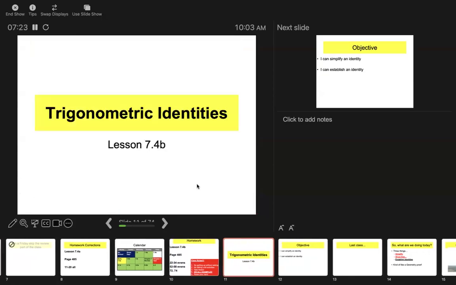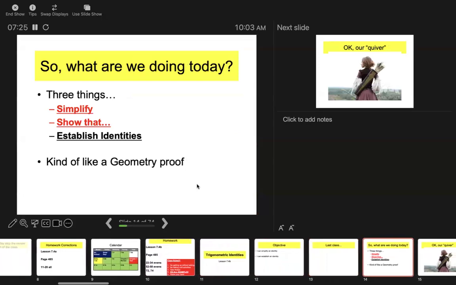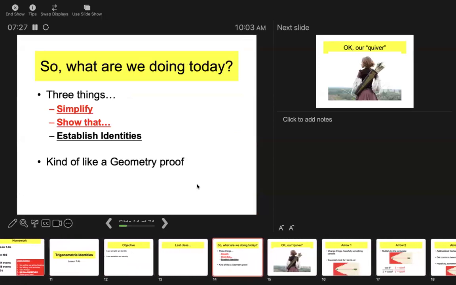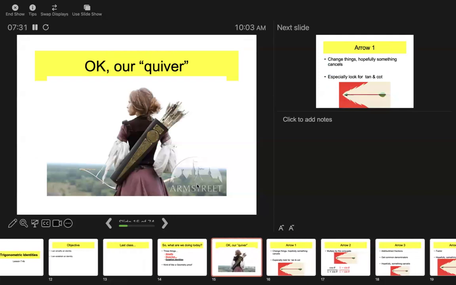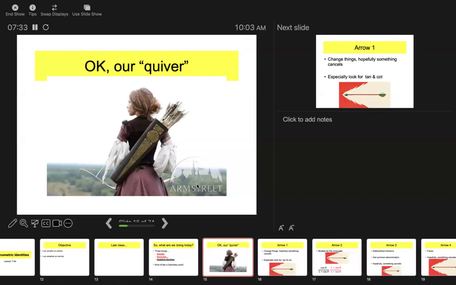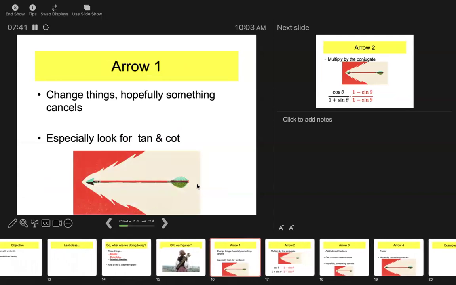All right, here we go. Remember yesterday we did 2 of the 3 things. Today we do the last thing, which is called establish an identity, right? On a normal Monday through Thursday, I would show you a quick review of what we did yesterday. So I have these in the slides. I'm just going to show you or remind you of the 4 arrows.